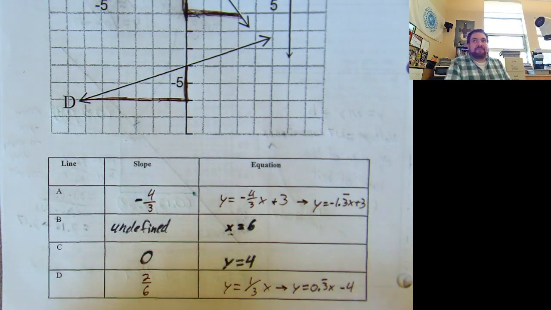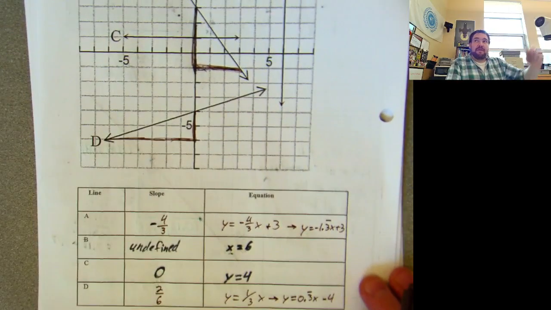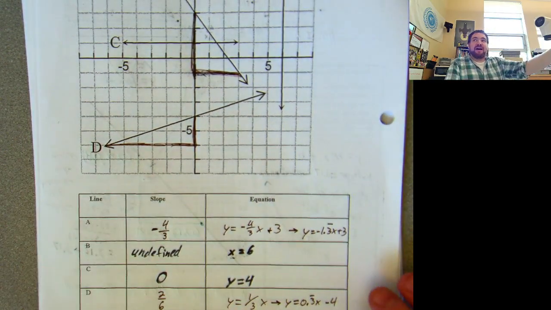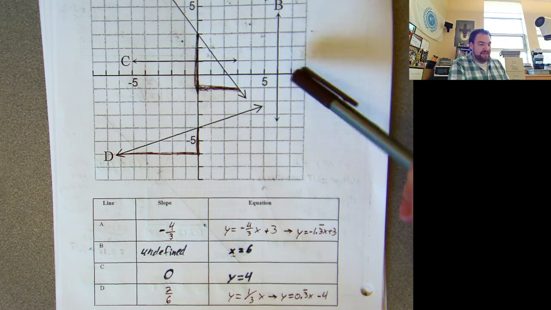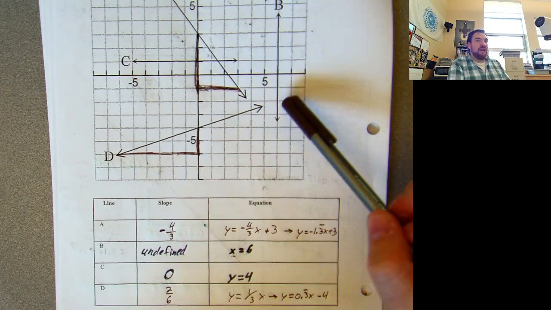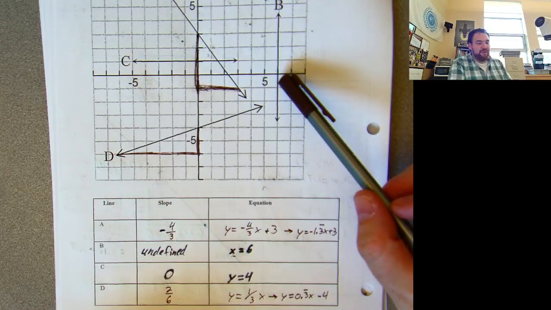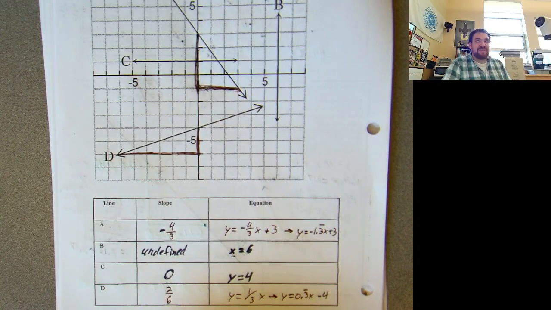Okay, you should be done. Here's what I got. Compare what you got with what I got. One of the things that you need to remember is for a vertical line, the equation is defined by the x variable. The slope is undefined for line B. So we would say that the equation for a vertical line is whatever the x value is, which is 6. So x equals 6 is the equation of that line.